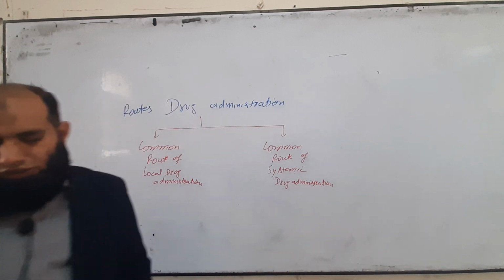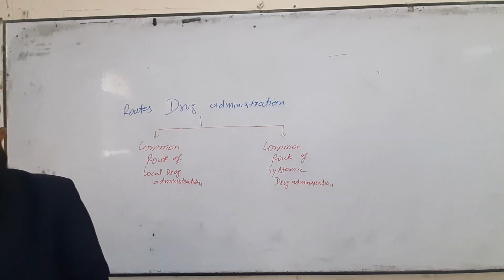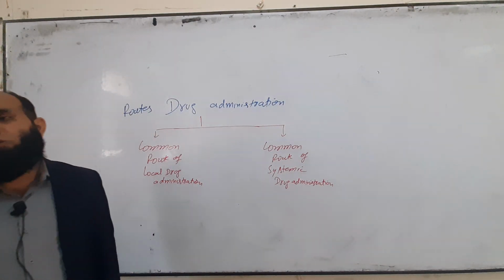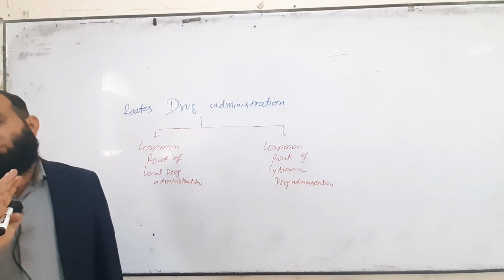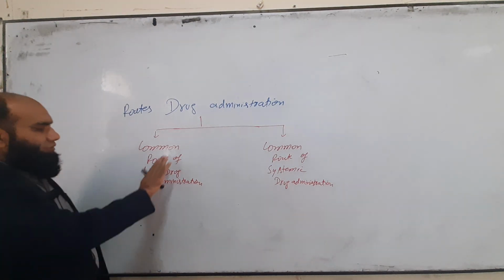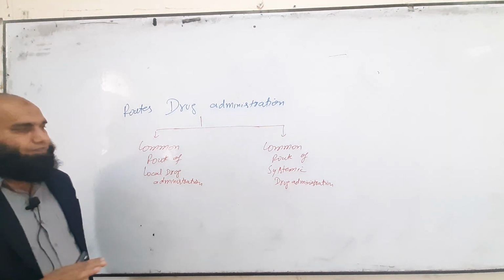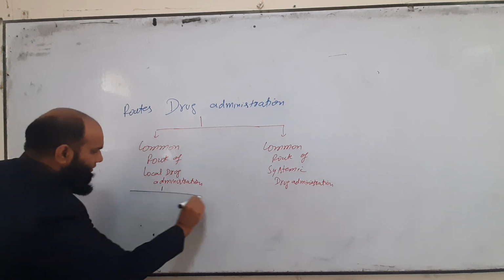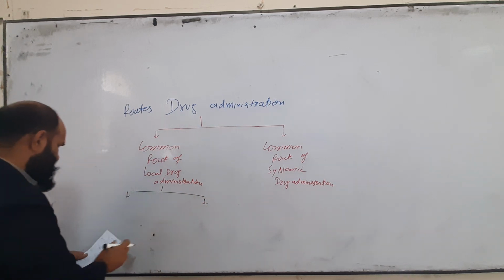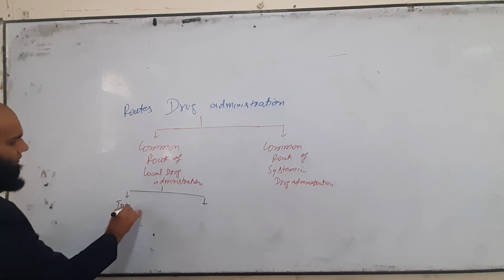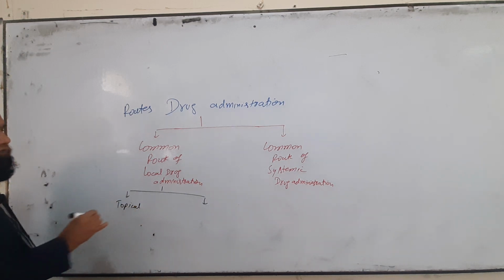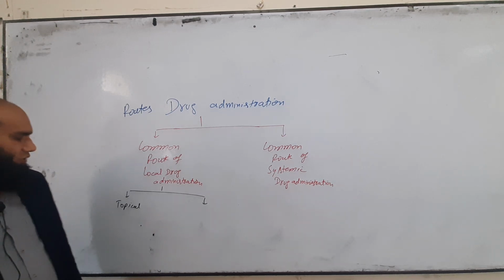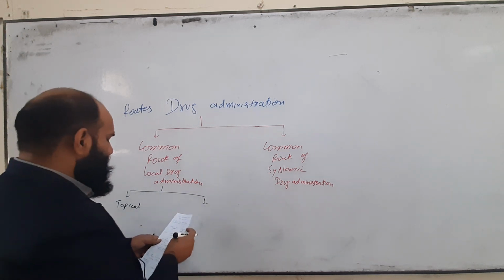When there is a question, explain the routes of administration of the drug, absorption, or drug availability, then we will divide it into two major routes. One is local drug actions, and the other is systemic drugs. Local drug administration we can also divide into two parts. One is topical, available in the form of ointments, creams, lotions, different solutions, and the other is targeted non-systemic.